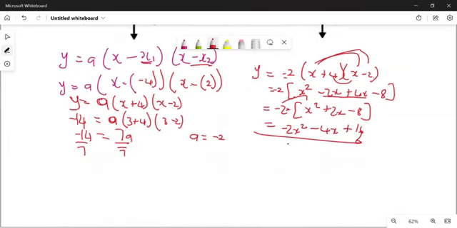So how would we mark this? We're going to mark you for substituting x1 and x2. Substituting the point 3 and -14, we're going to give you a mark. Getting a, we're going to give you a mark, and then getting the equation, we're also going to give you another mark. All in all, you get 4 marks.